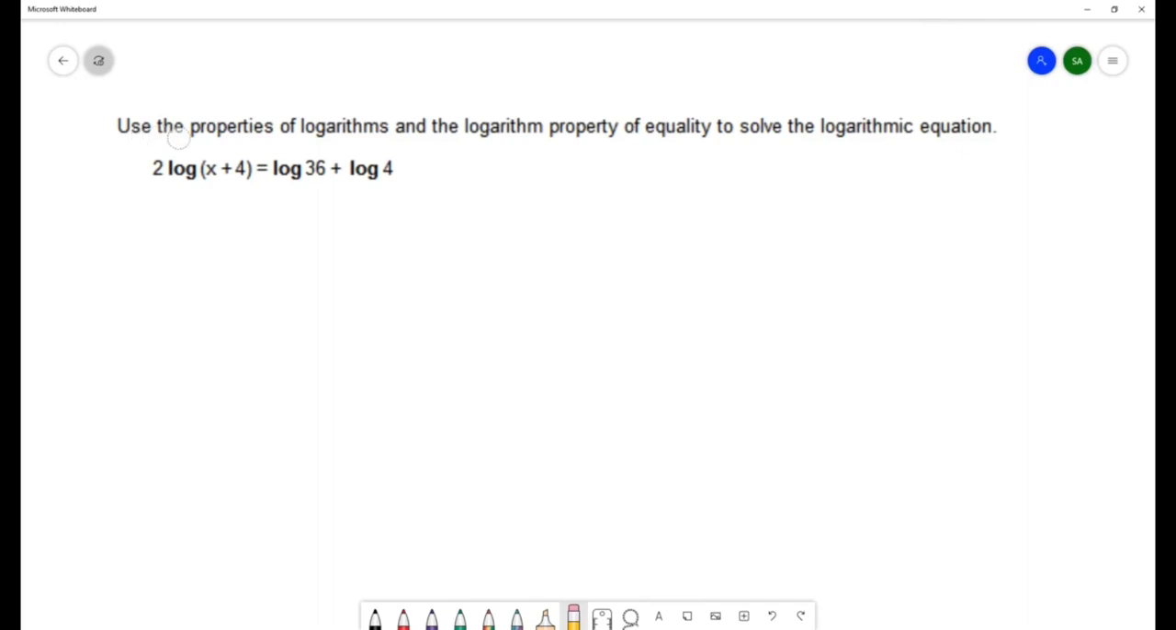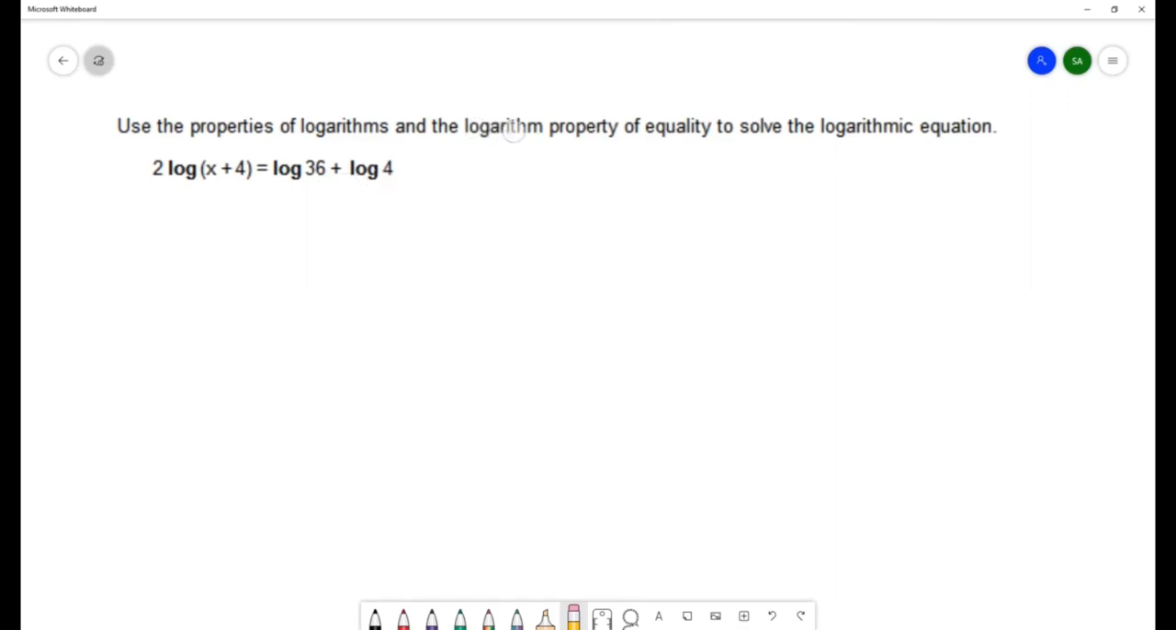In this example, we want to use the properties of logarithms and the logarithmic property of equality to solve the logarithmic equation. So in this example, we have the equation 2 log of x plus 4 equals log of 36 plus log of 4.